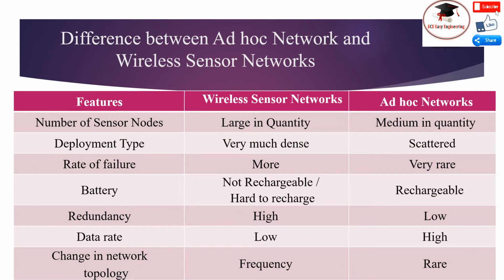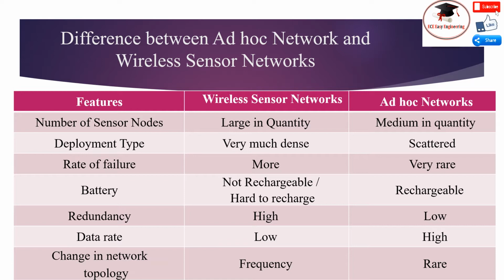Now the difference between ad hoc network and wireless sensor network. The features that are compared between the two are number of sensor nodes, deployment type, rate of failure, battery, redundancy, data rate, change in network topology. First, we'll see all the features with wireless sensor network.